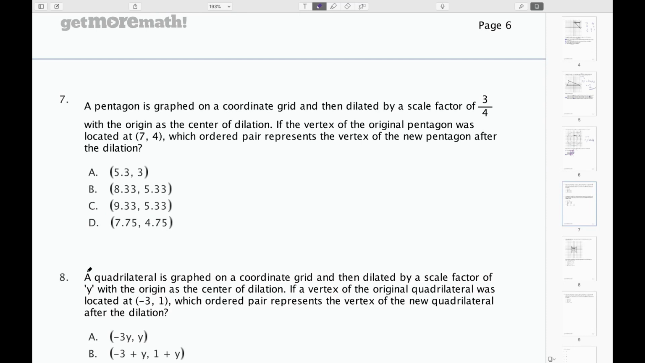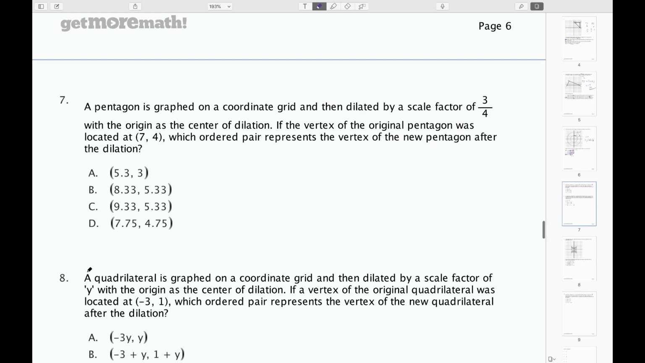Okay, a pentagon is graphed on a coordinate grid and dilated by a scale factor of 3/4 with the origin as the center of dilation. The vertex of the original pentagon was located at 7, 4. Which ordered pair represents the vertex of the new pentagon after the dilation? Anytime we perform a dilation, we take the original and multiply it by 3/4. So 3/4 times 7 and 3/4 times 4. Well, that's easy. That's 1. So that makes that 3. And I like seeing these easy ones.